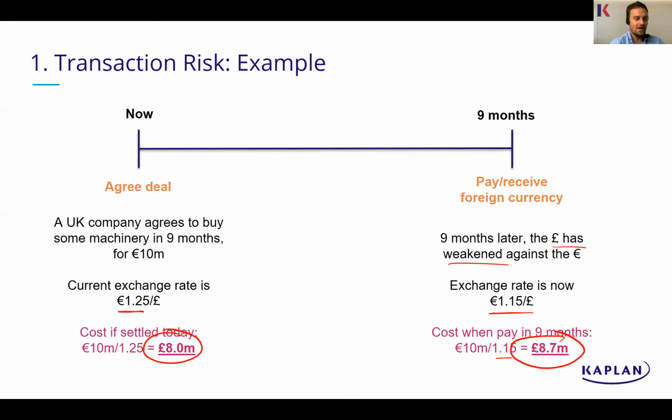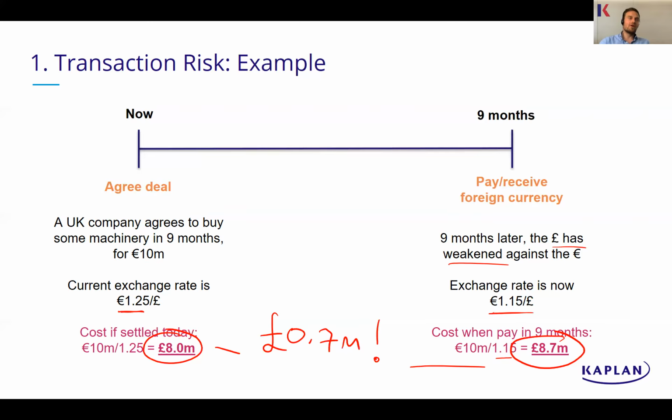So that's an extra 0.7 million, isn't it, that we are now having to pay. So between the two things, it's an extra £700,000 just because the exchange rate has moved. And that's a lot of money. Yeah, that's a lot of money for a company to take a hit on. So they might not like that risk. They look at that and go, whoa, we're not too sure about this.